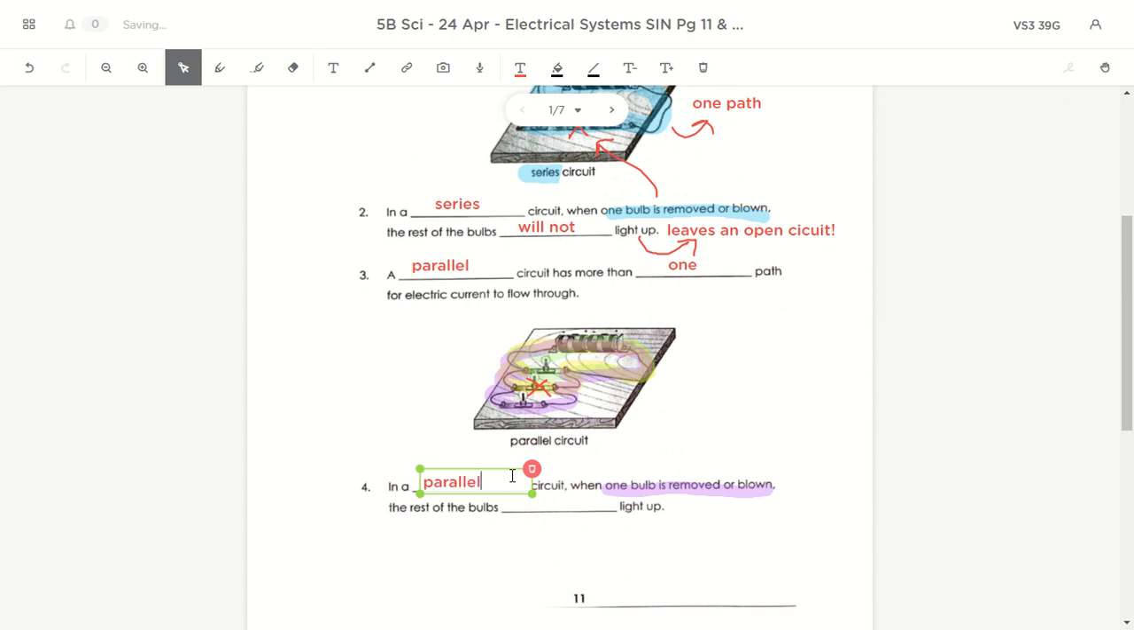So in parallel circuit, when one of the bulbs is removed or blown, the rest of the bulbs will still light up, because the electric current can still flow in other paths. Okay, so for example, if the center light bulb is blown or taken away, the electric current can still flow through the first light bulb, and can still go by another path to go through the third light bulb. Okay, it has its own path. So that is the good thing about parallel circuit. Okay, so over here, let's also write this down. There are three paths.